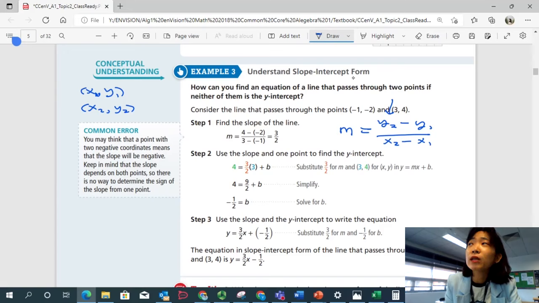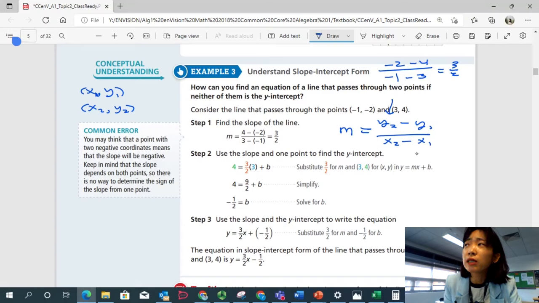So if you start with (-1, -2), that's okay as well. You just have to make sure that you start with -2 minus 4 over -1 minus 3. You can't just mix the orders up. Just make sure whatever point comes first stays first. And that will be the same answer as this one, right? You still get positive 3 over 2. Your slope shouldn't change even if your points are in a different order.